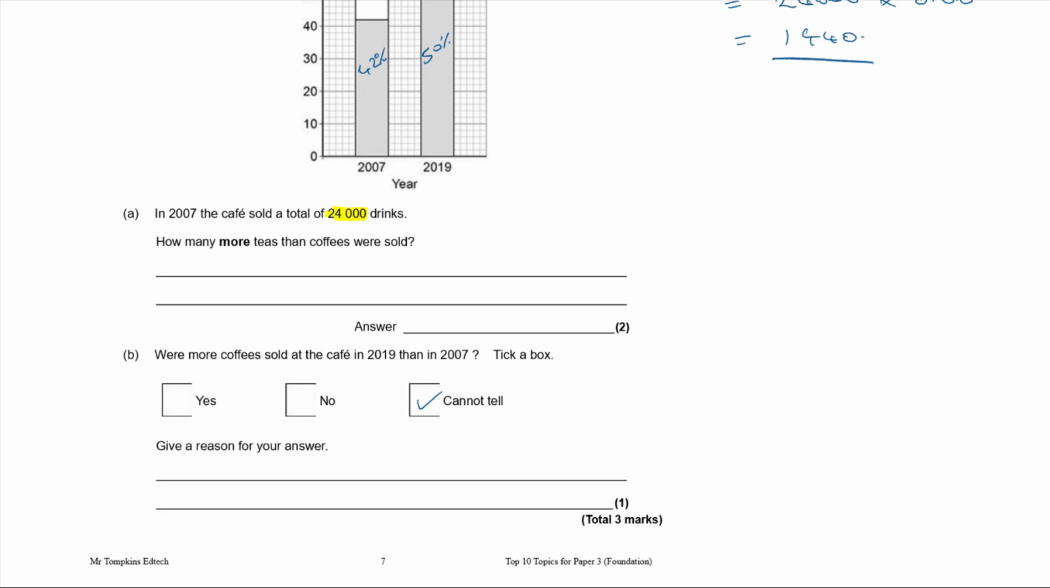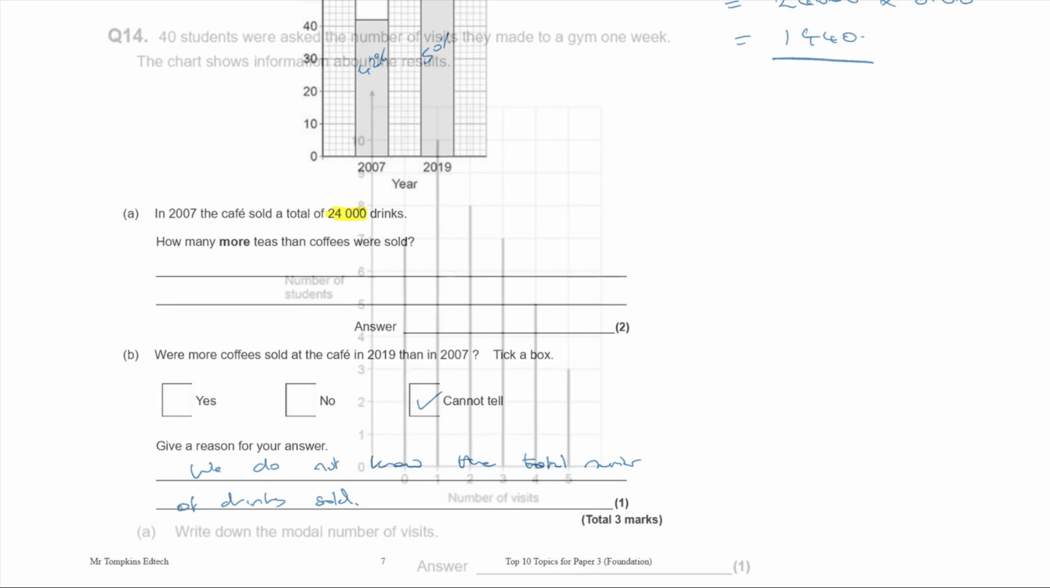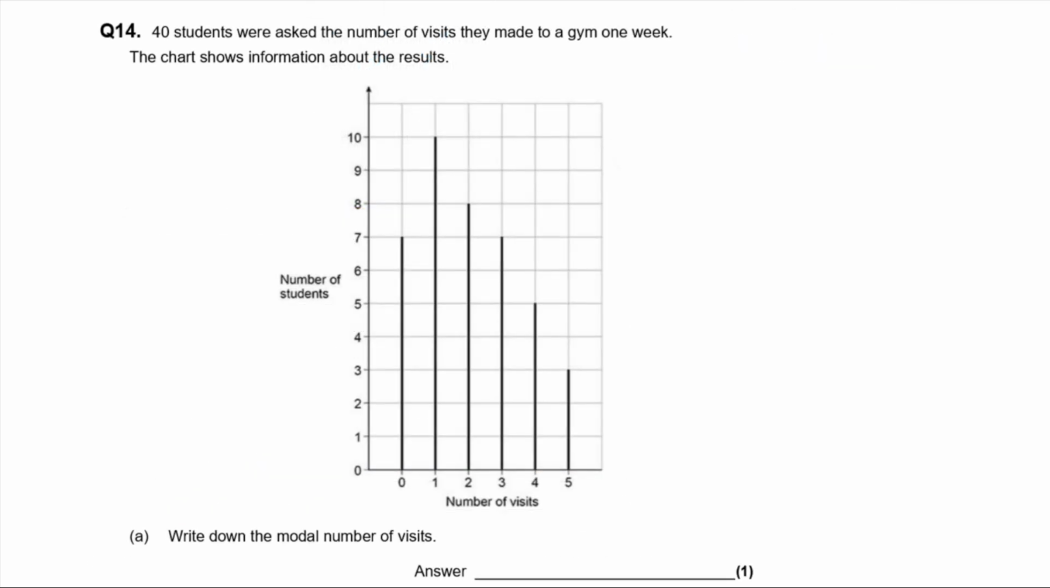Could be anything. So I'm going to say cannot tell, and I'm going to say the reason is we do not know the total number of drinks sold. Okay, because we don't know the total number, we've only got a percentage. Okay, we don't know. Okay, question 14, we've got a line graph.